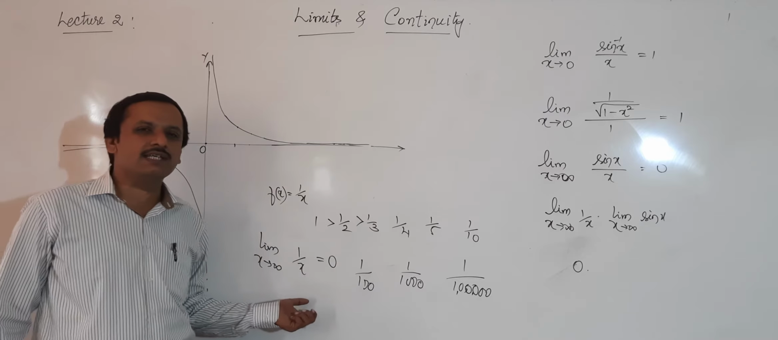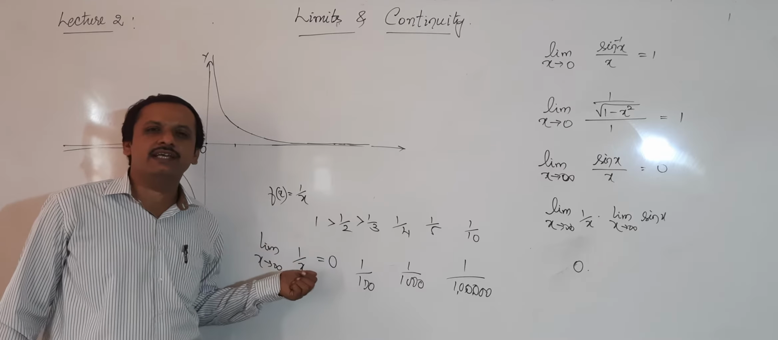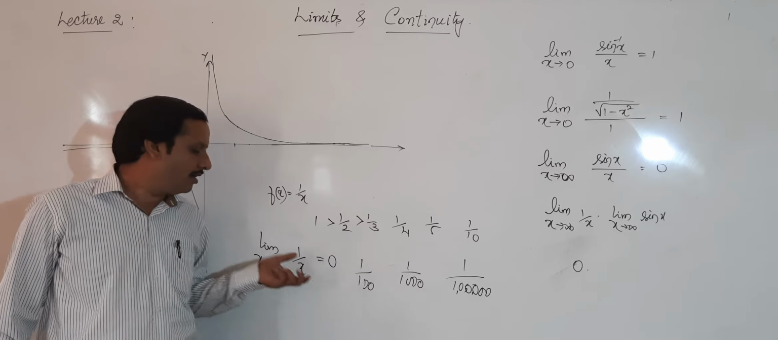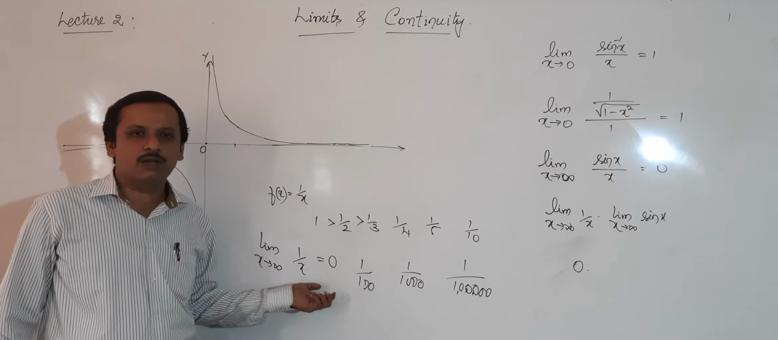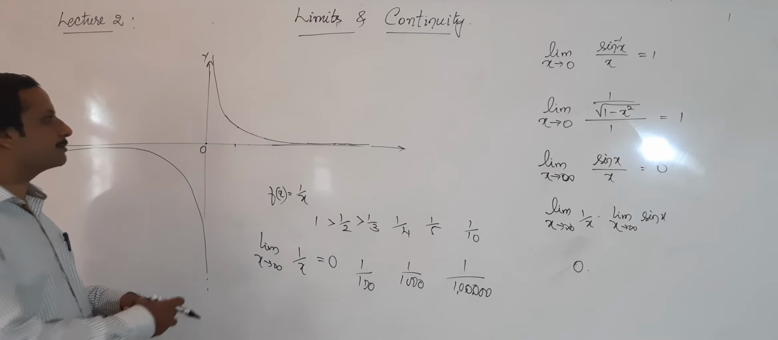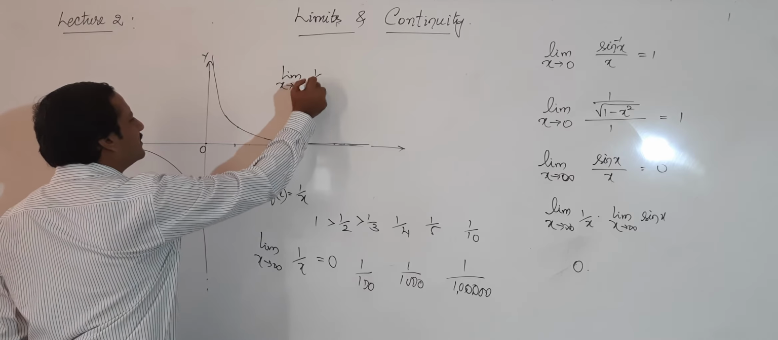Not only 1 by x, even if it is 1 by x square, 1 by x cube, etc. Any constant divided by x or x square, x cube, etc., all of those as x tends to infinity will tend to 0. Anyway, I have drawn this. I will also explain what happens to limit x tends to 0, 1 by x.